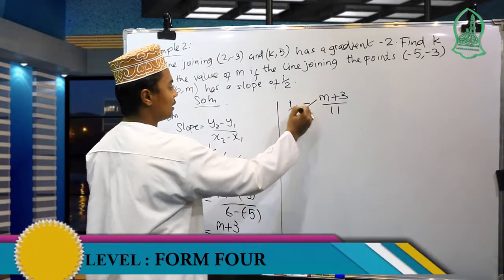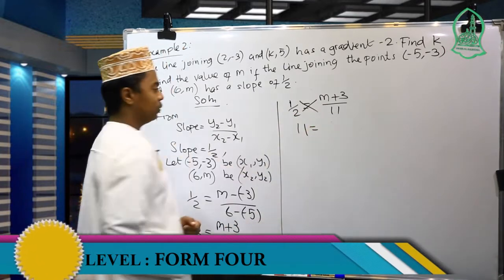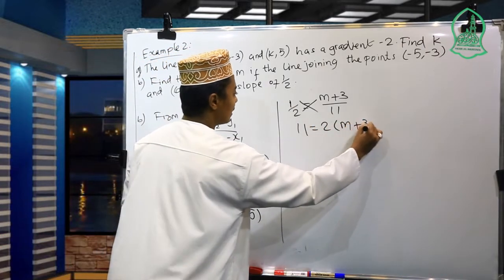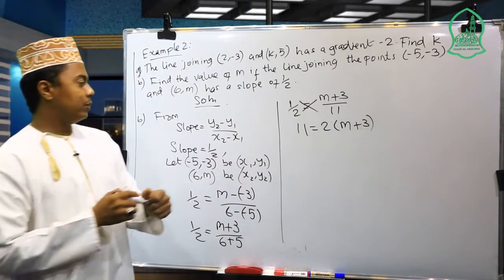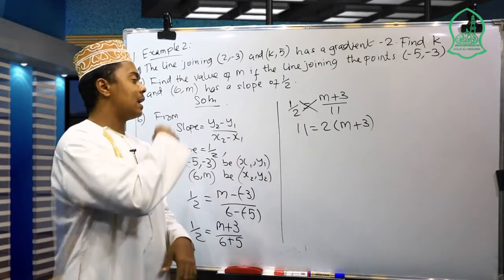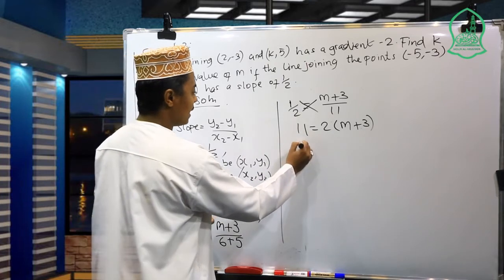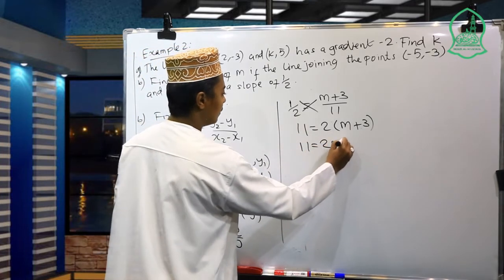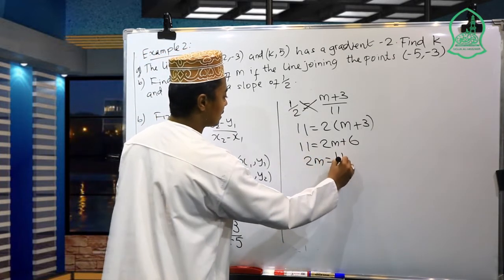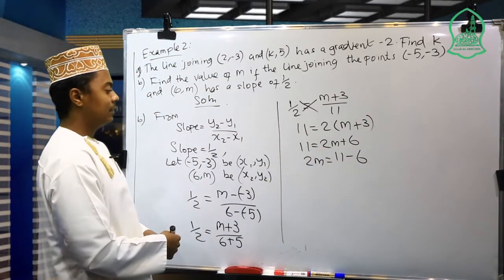So here by cross multiplication, 11 times 1 is 11 equal to 2 multiplied by m plus 3. So here we need to solve this one, open the bracket and then take m on one side and the numbers on another side in order to get the value of m. So here 11 equal to 2m plus 6. Then 2m equal to 11 minus 6. We take this 6 to the other side.